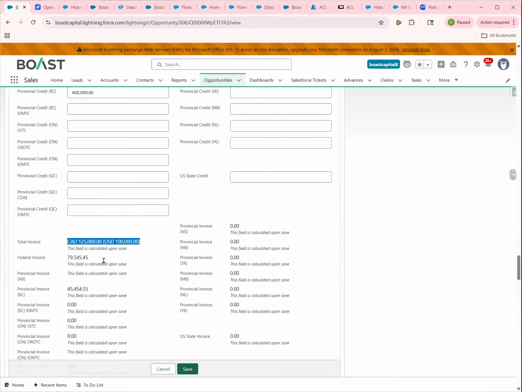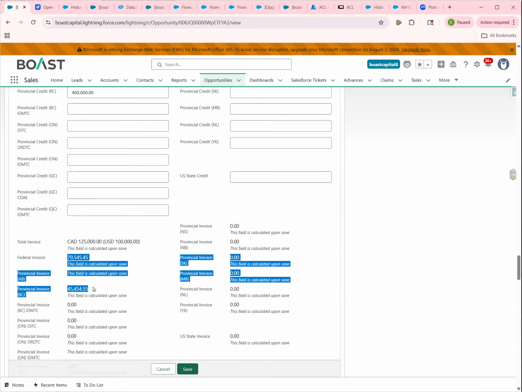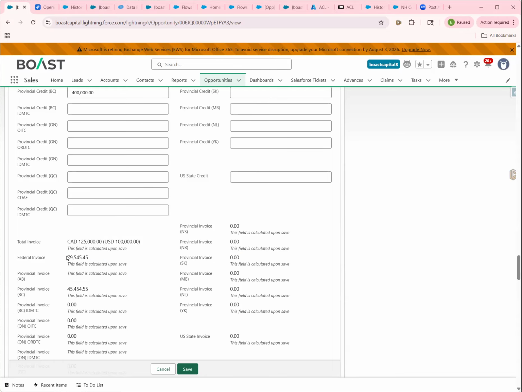And then once this is done, as I said, all of these are functions of the total invoice. Then it can calculate, based on the number of credits, the federal of that 5,000 is maybe $4,000. And then BC is 1,000, the difference, right? So this total invoice, in a way, is like the linchpin of this calculation logic.